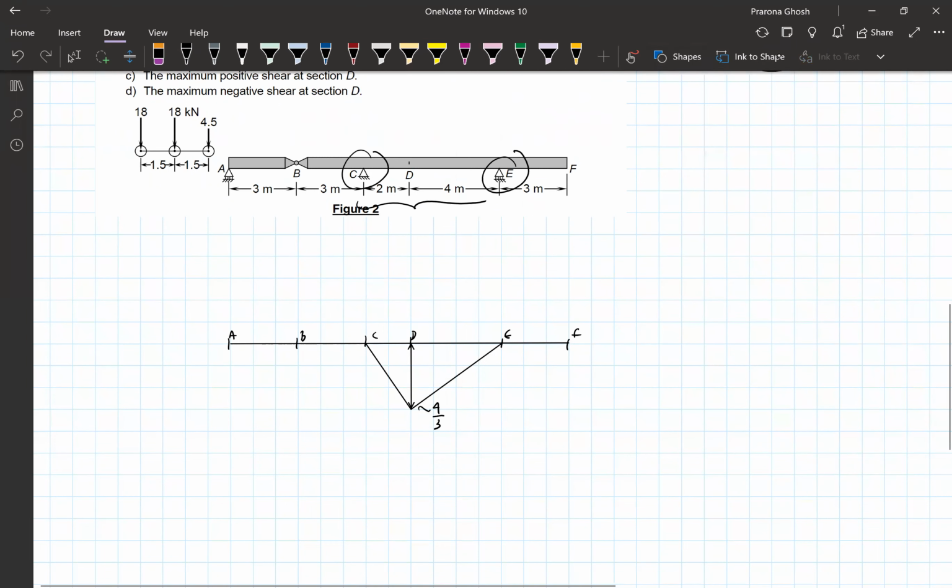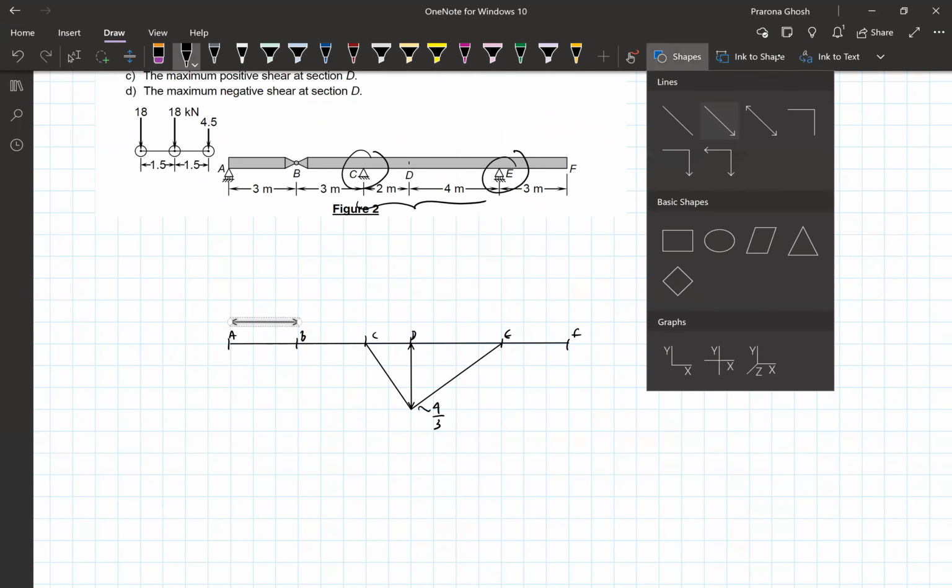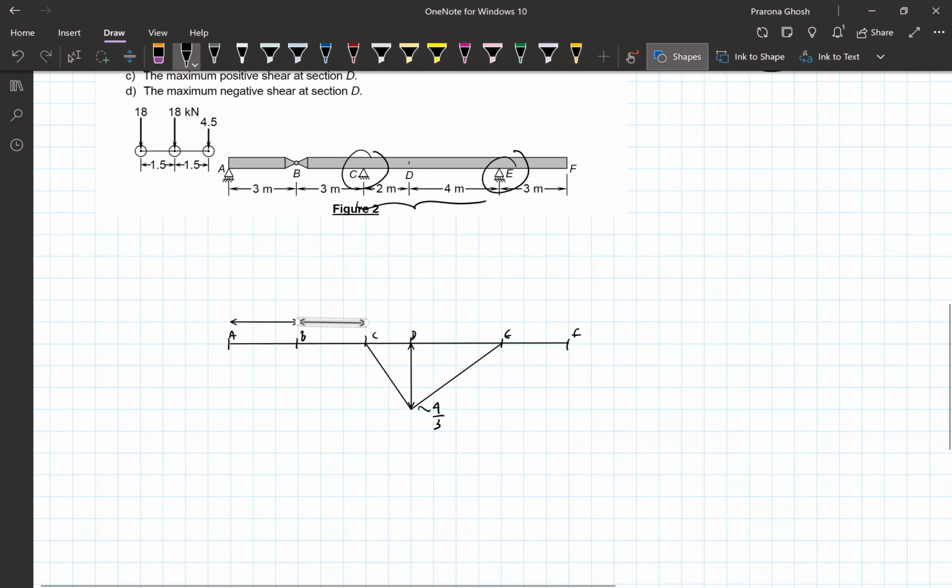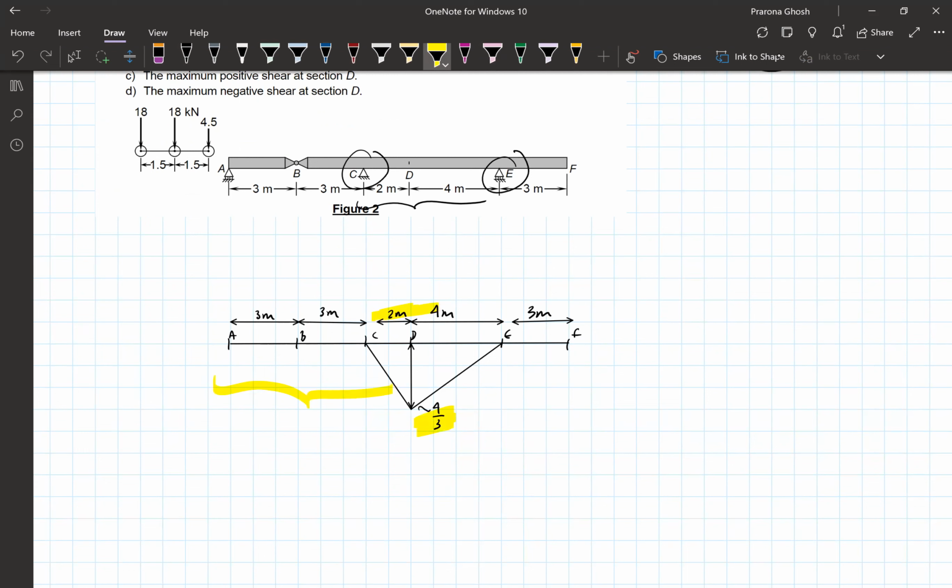And from here, I just use geometry. Let me show you how. So get your distances because you need that. So 3 meters, 3 meters, 2 meters, 4 meters, and 3 meters. Okay, so now I need to find points here to connect the lines, right? So I'm going to use similar triangles.